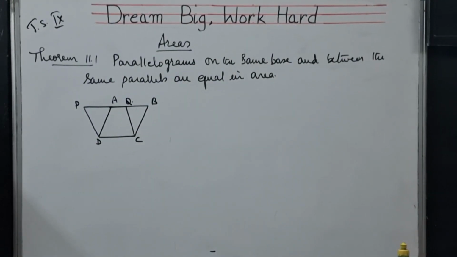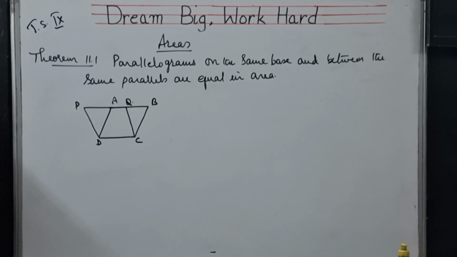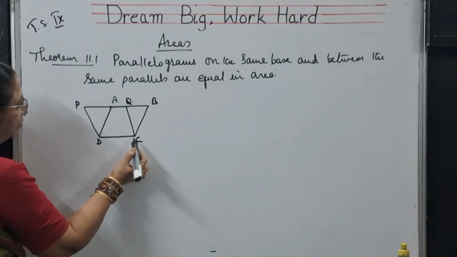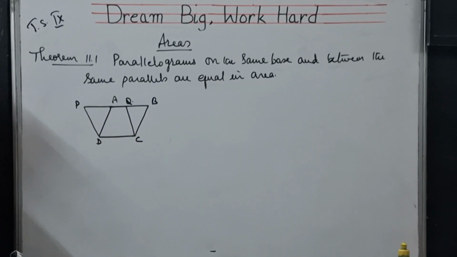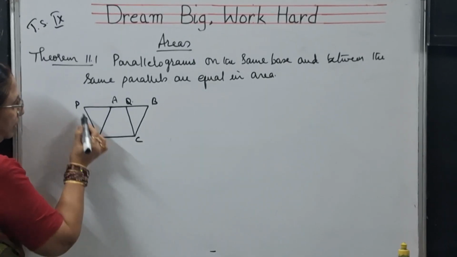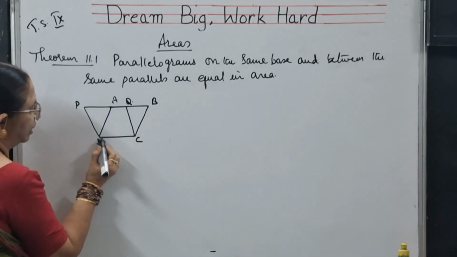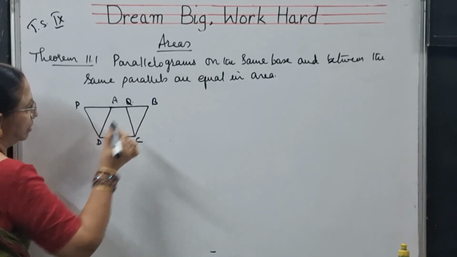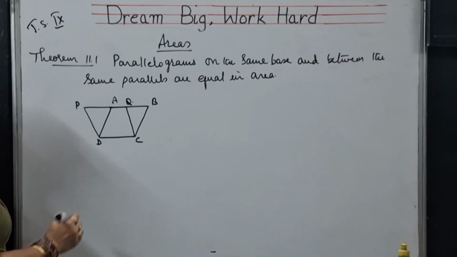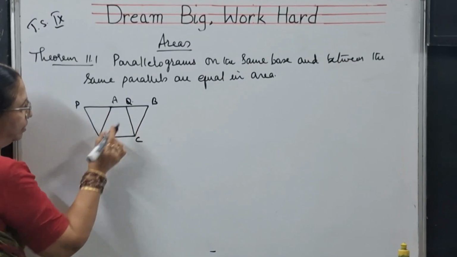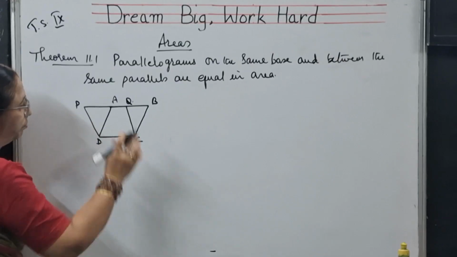I am now dealing with ninth class maths. Areas topic I am doing, theorem 11.1. Parallelograms on the same base and between the same parallels are equal in area. This is one theorem, children. Here ABCD is one parallelogram and CDPQ is another parallelogram. These are the two parallelograms lying on the same base and in between the same parallels. Now you need to prove that area of ABCD is equal to area of CDPQ.